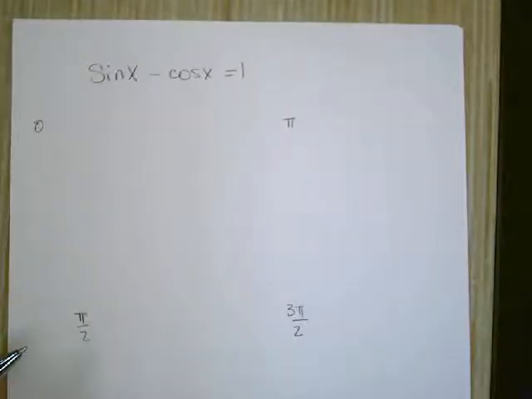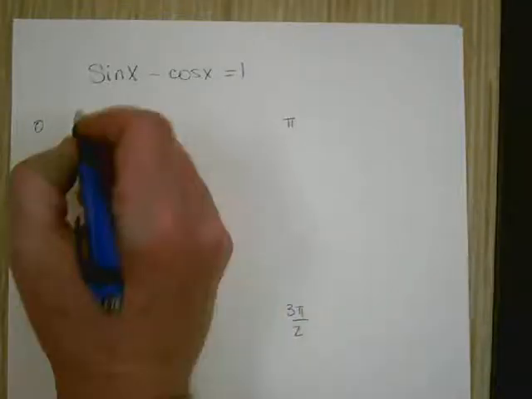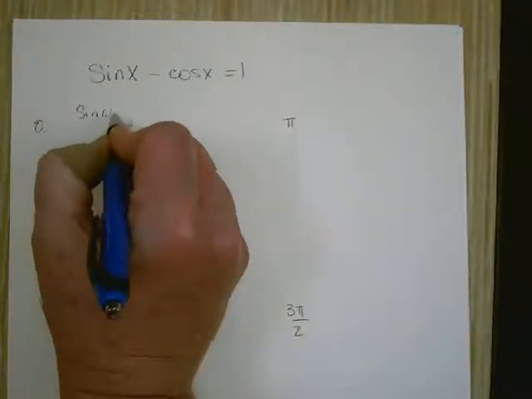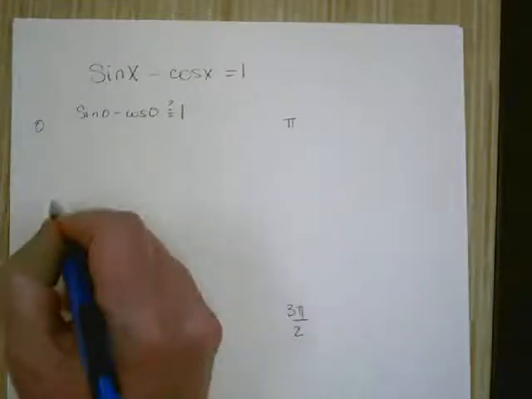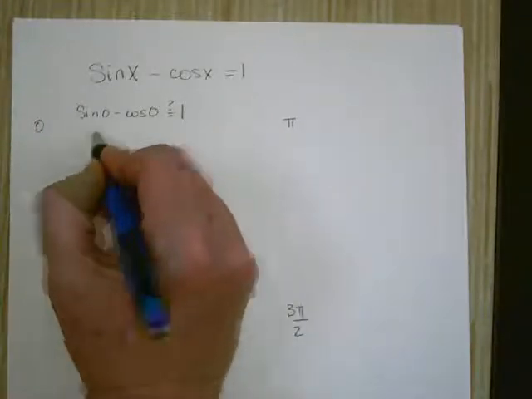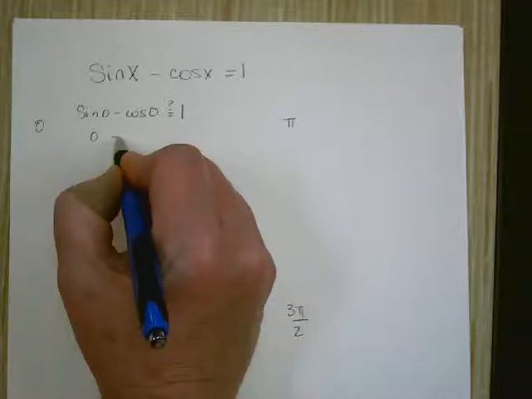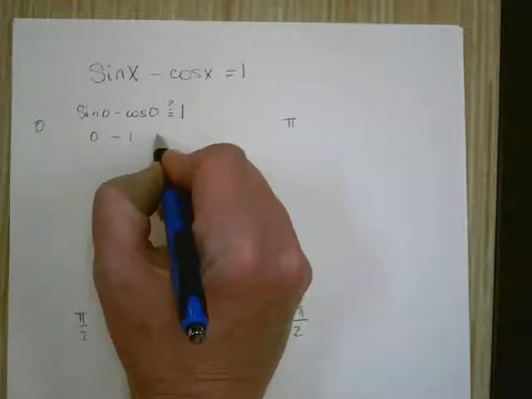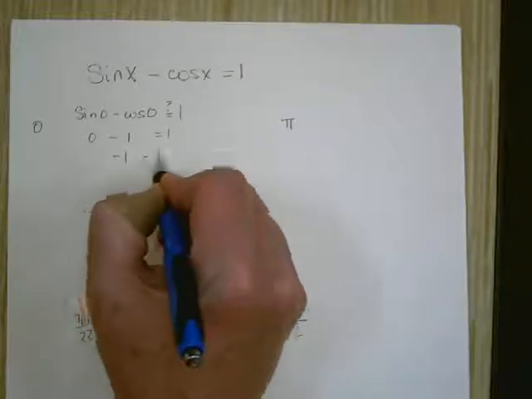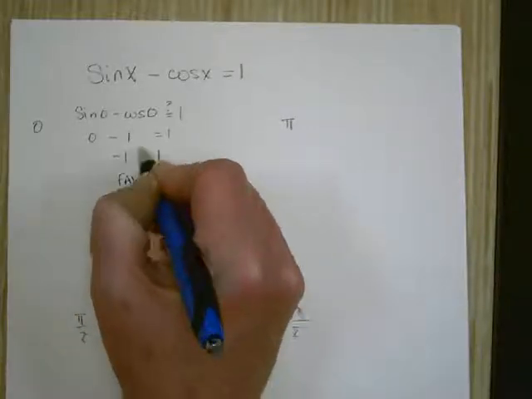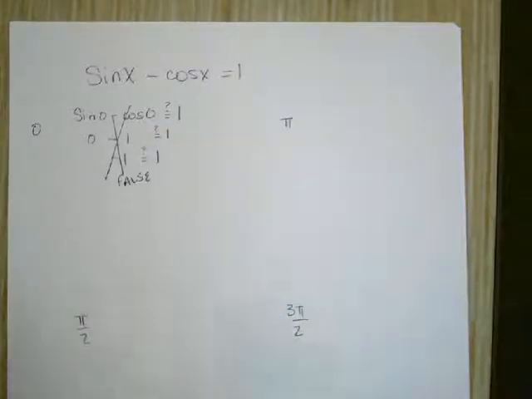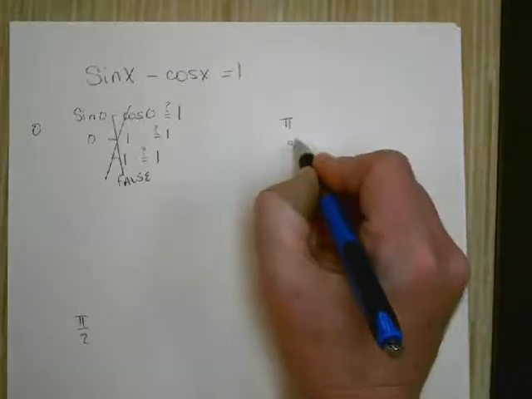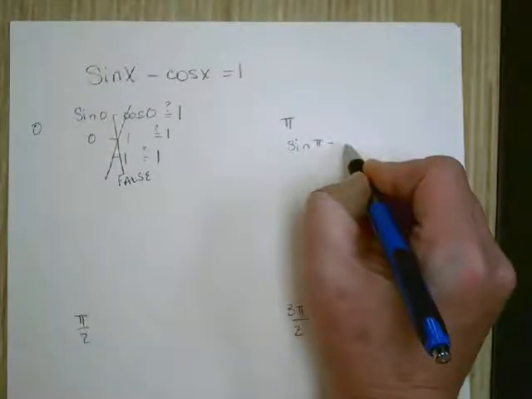So at 0, sine 0 minus cosine 0, is that equal to 1? Well, the sine of 0 is 0. The cosine of 0 is 1. And is that equal to 1? No. False. So we've got to throw that one out. 0 is what we call an extraneous root. Can't use it.